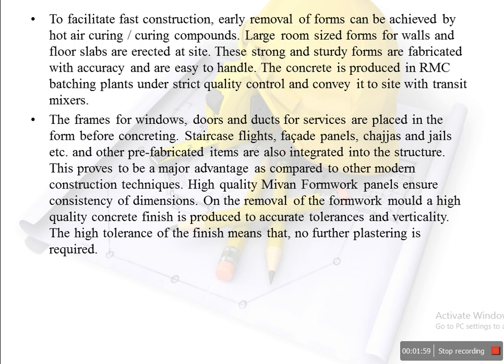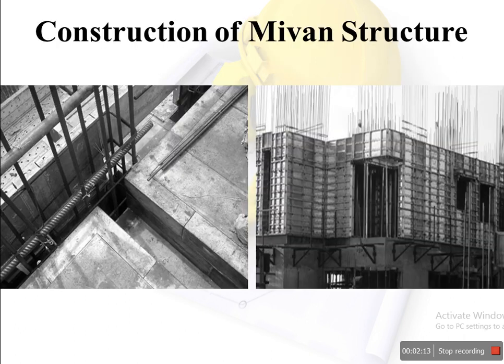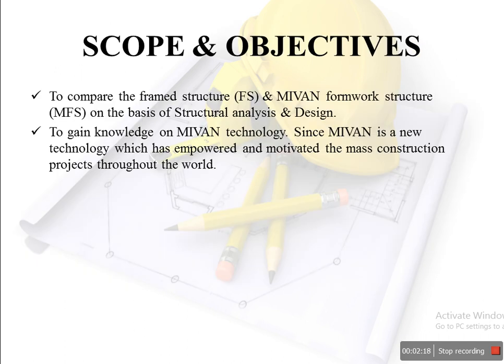High quality Mivan formwork panels ensure consistency of dimensions. On removal of the formwork mold, a high quality concrete finish is produced to accurate tolerances and verticality. The high tolerance of the finish means that no further plastering is required. Construction of Mivan structure. This is a sample picture of a Mivan structure.